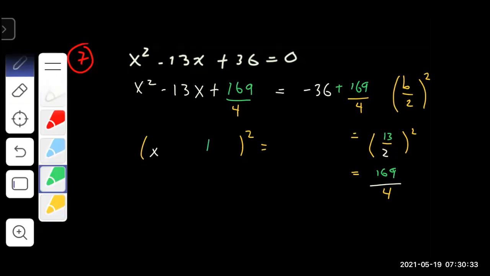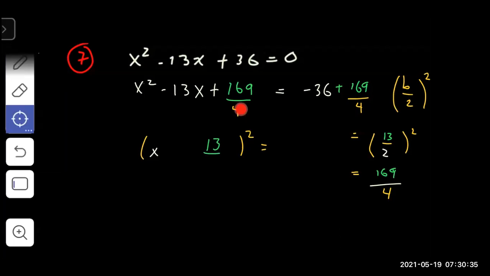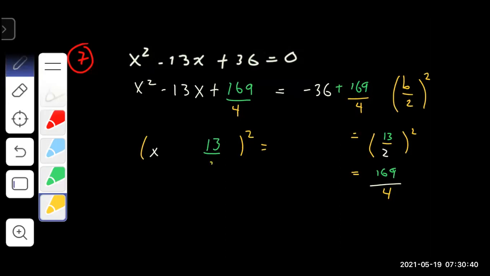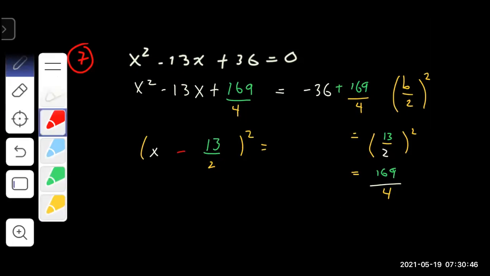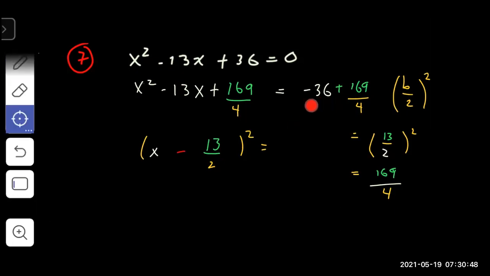Say 13 over, and what is the square root of 4? 2. So it's 13 halves. It's exactly this value, guys. Positive or negative? Negative. All right, and now the trickiest part here, guys, is to simplify this: negative 36 plus 169 over 4.